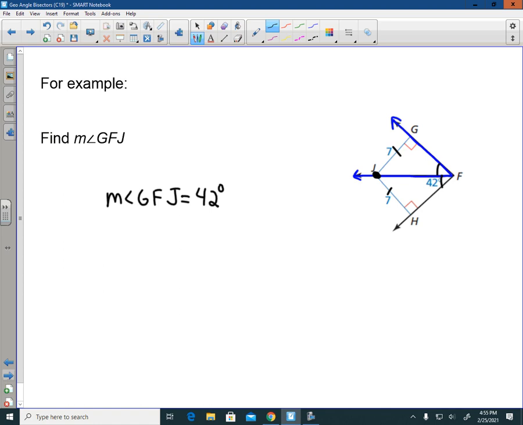So take a look at the figure, take a look at the evidence that you have, and apply the theorem. If we have a point that's the same distance away from the sides, then we know that that point is on the angle bisector, which means that the two angles that are bisected are exactly the same, which means if one is 42, then so is the other.